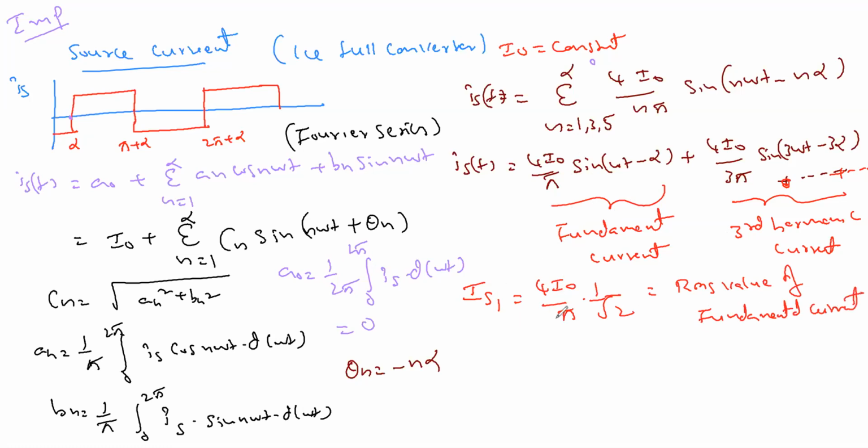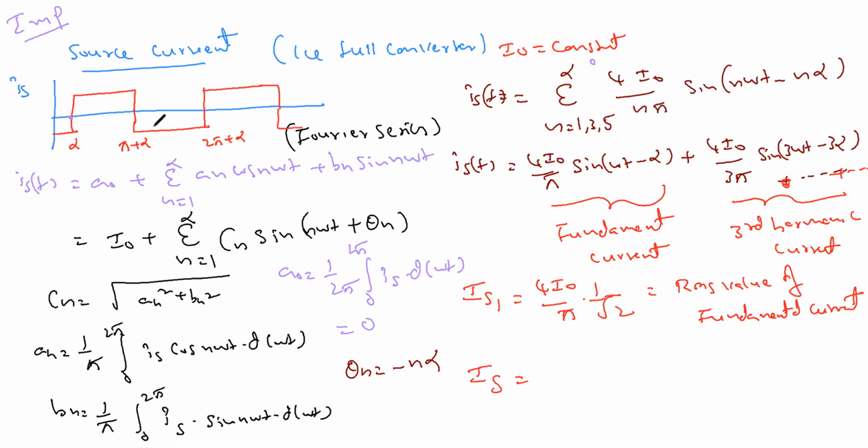IS1 is the RMS value of the fundamental current. Okay. Now, what is IS? Total component. This is IS, right? इसका total RMS value चाहिए. What is the average value for this? Average is 0. कितना positive है उतना negative है. So average value is 0.